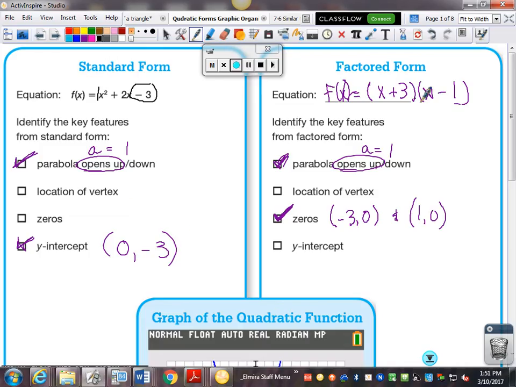All right, here's the same equation in factored form. Again, it has a parabola that opens up because I can see the leading coefficient of a equals an invisible 1. I don't know the vertex just by looking at this, but I do know the zeros. I do not know the y-intercept.